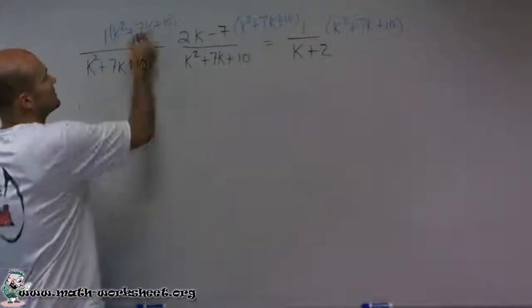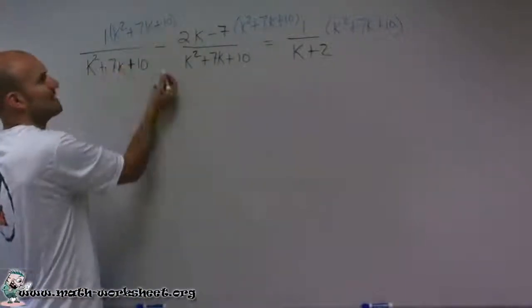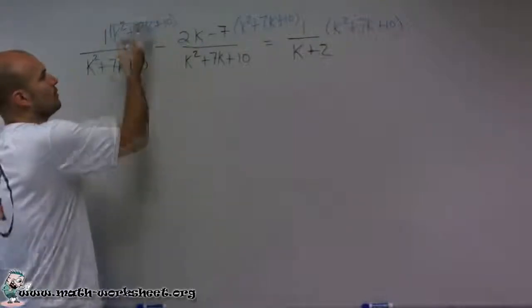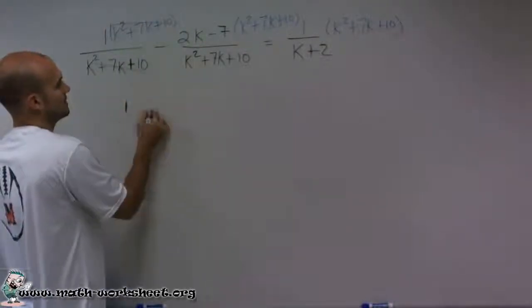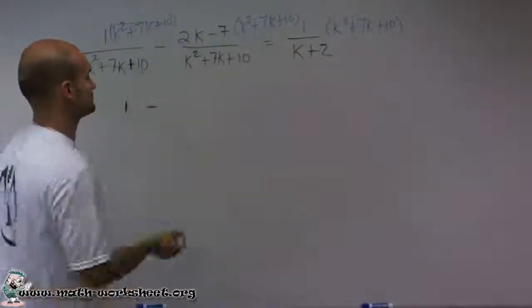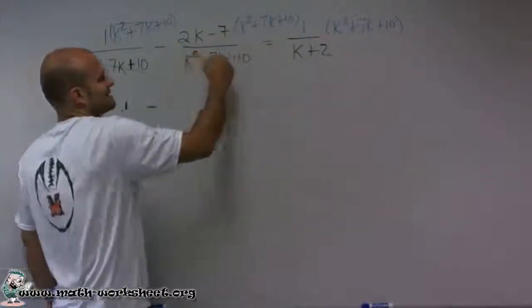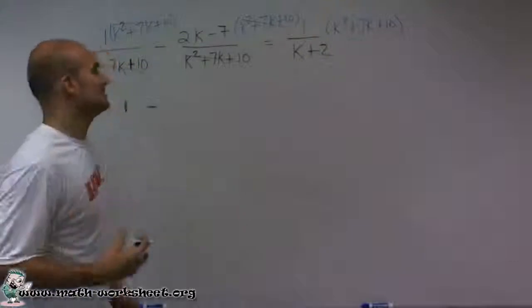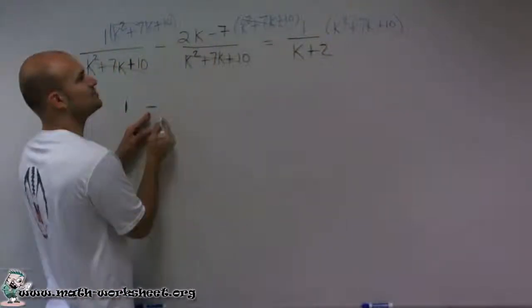Well, k squared plus 7k plus 10 divided by the same is just going to go to 1. 1 times 1 is 1. Minus k squared, again, the same thing's happening. So that's just going to go to 1. But remember, so now I'm just going to have 2k minus 7.